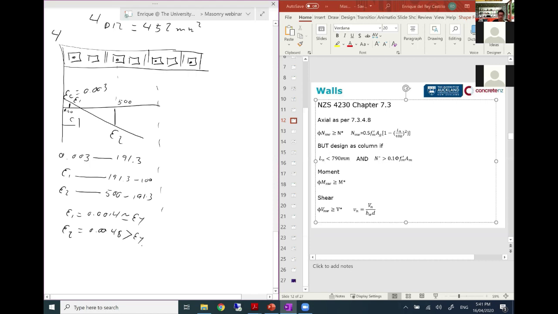So what that means is that we have 1 bar yielding in compression and 3 bars yielding in tension. Now, if the strain of bar 2 was very close to 0, then I will calculate the strain of the bar number 3 there. So this is number 1, 2, 3, 4. And then I may have 1 bar yielding in compression and 2 bars yielding in tension.